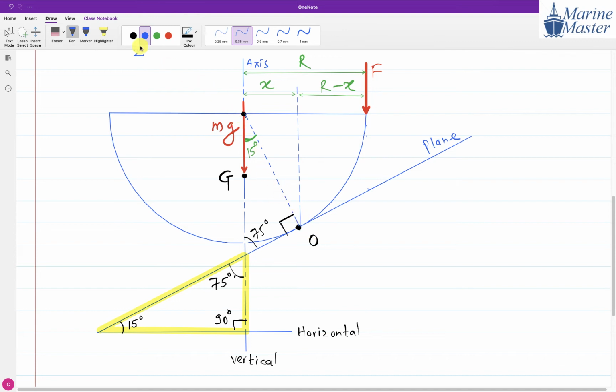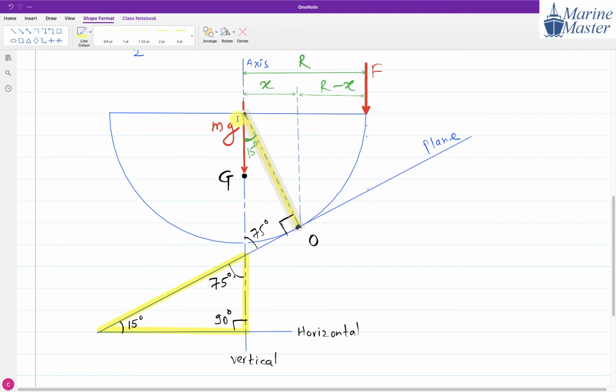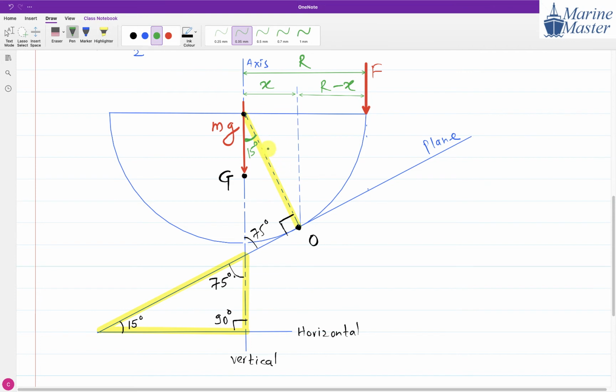Now tell me, what will this length become, this one that I am going to highlight in yellow? What will this dotted one become? This length will be the radius, the radius of this hemisphere. So this will become a radius R.